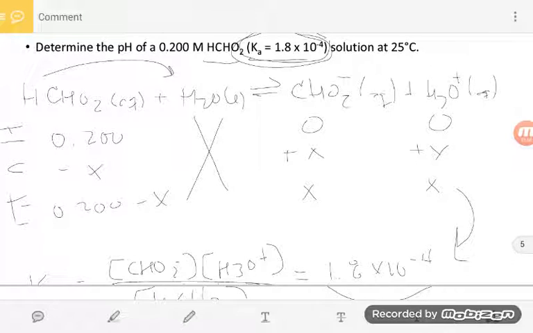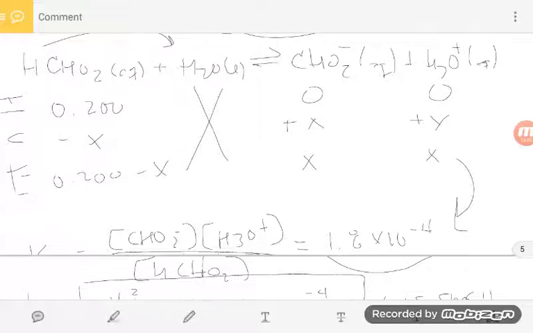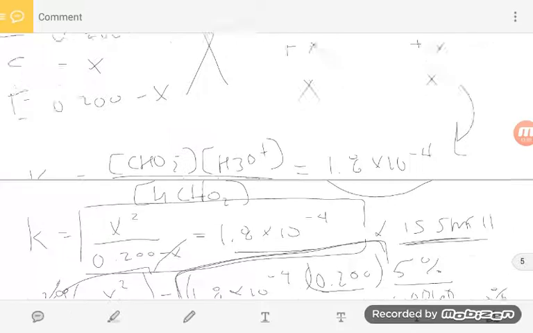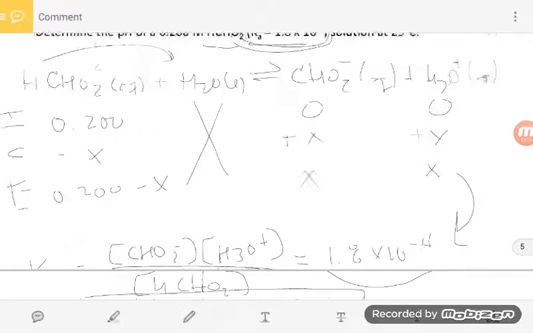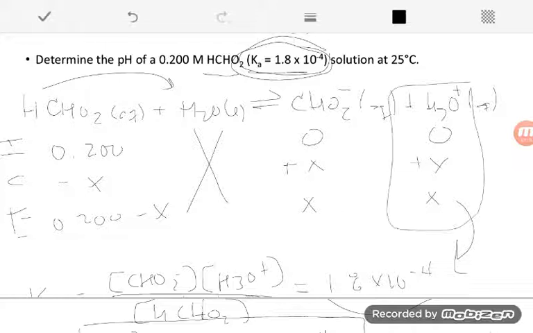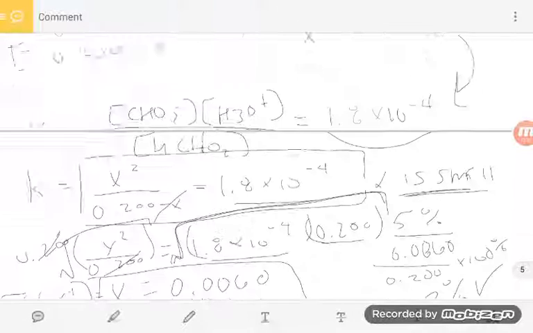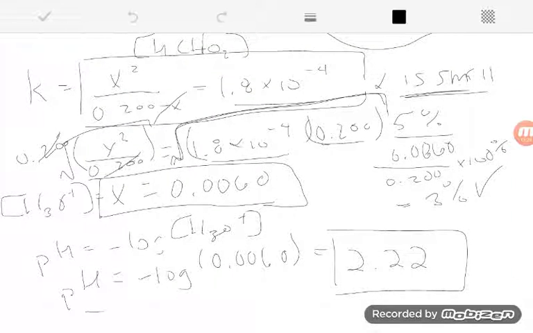So we started the same way. We wrote my reaction, wrote the expression for Ka, filled out my ICE table, plugged everything into my ICE table, but now we were given Ka, so we had to solve for x kind of the long way. So we set them equal to each other, used x is small, solved for x, and then went back and recognized that x really gave me my H3O plus concentration, and because of that, we just had to take the negative log of that number to get my pH. Those are the two types of weak acid, weak base equilibrium problems we should be expected to solve.